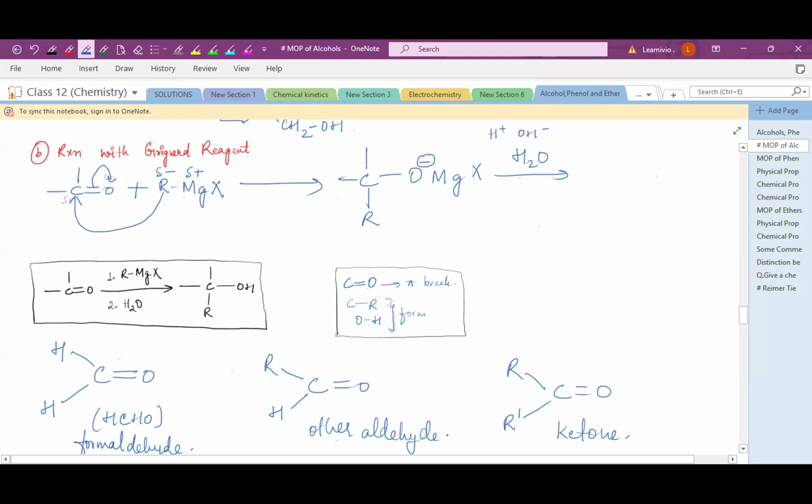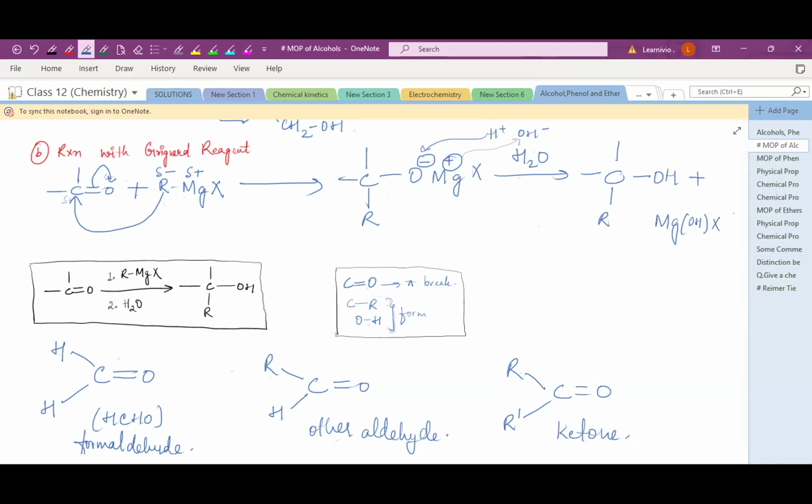Okay, so this minus part is oxygen with a negative charge, and this whole thing, MgX, will have a positive charge, right? So the hydrogen will get attached to the oxygen part, the negative part, and you will get MgOH(X). This is your byproduct. So that's how you will convert the carbonyl compounds into the corresponding alcohol.